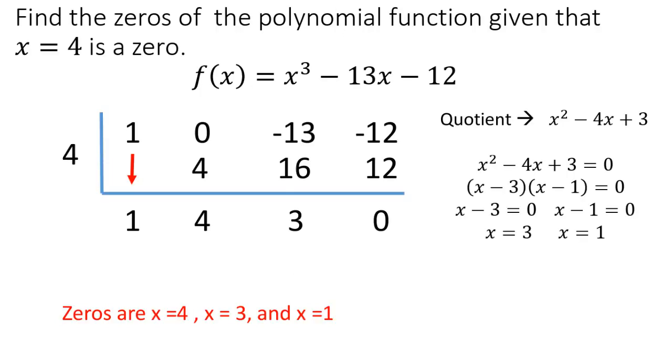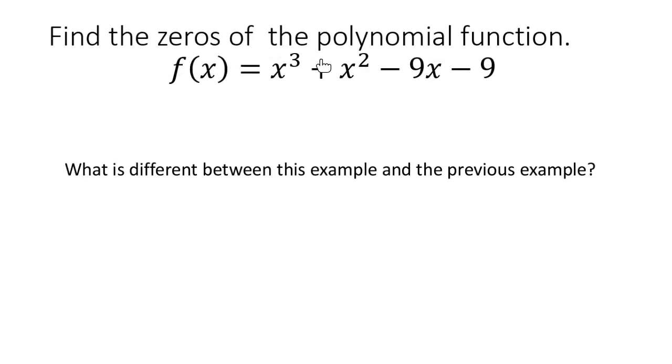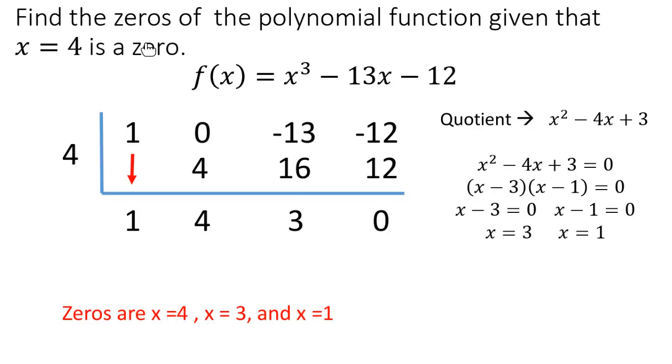So let me go to the previous one. So find the zeros of the polynomial function given that x equals 4 is a 0. So look at this instruction here, and what is the difference between this instruction here? What is it missing? Okay, what's missing is, let me go back to the previous one. In this instruction here, they tell me that x equals 4 is a 0, and so automatically I was able to use synthetic division with my 4.